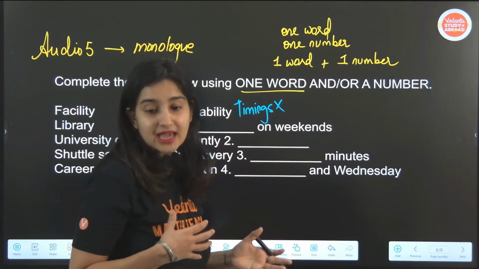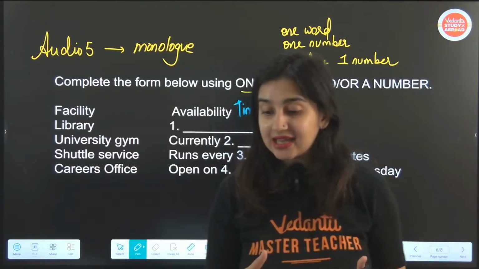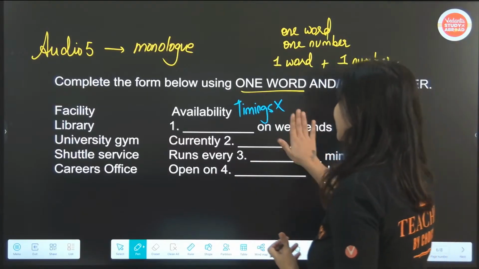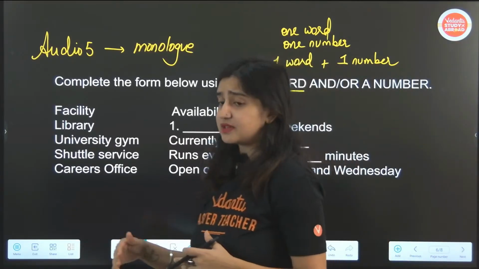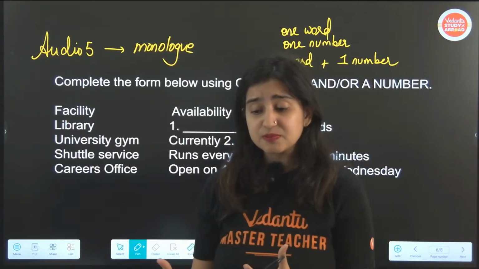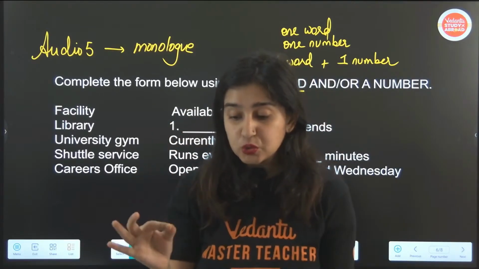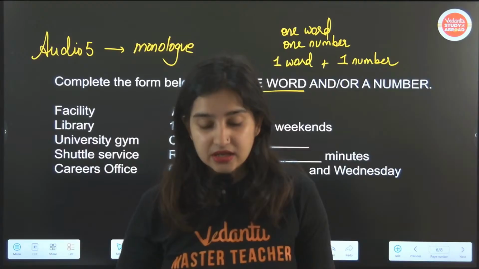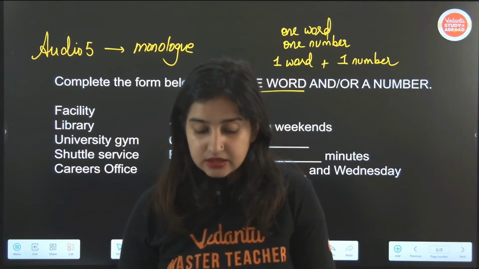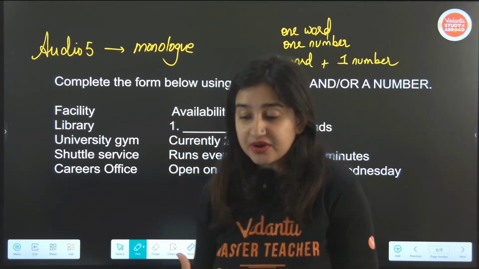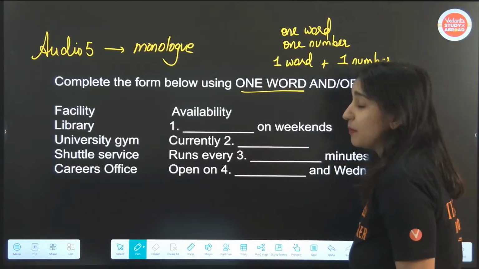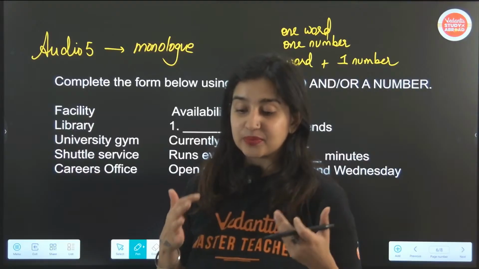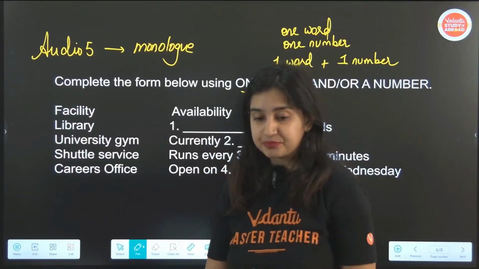Okay. What can you write here to indicate the availability? If you say it's open from 9 a.m. to 6 p.m., that's more than one word or one number, so that can't be an answer. What is something else that you can write that can complete this form with one word, that doesn't contradict anything that was said in the audio?